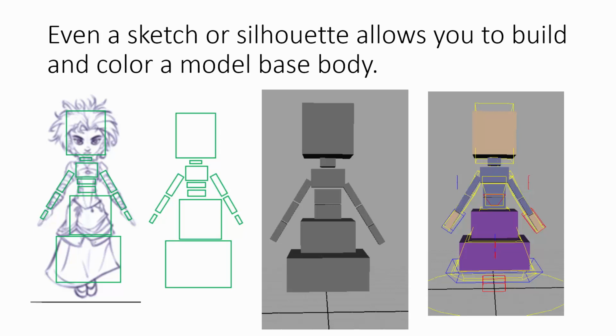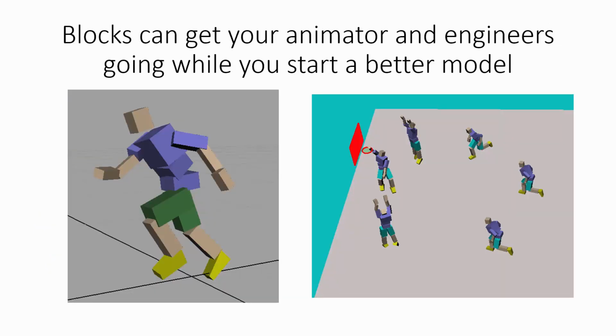But get the major body parts and make a new cube when there's a joint. So you'd have one for the forearm, one for the bicep area, one for the hand, things like that. This looks probably very silly to people, but take a look here. This lets your animator and engineers get going while you start a better model. So even putting things together, please understand that if people are waiting on you, no matter how good you make the model look, it's bad that they're waiting on you.